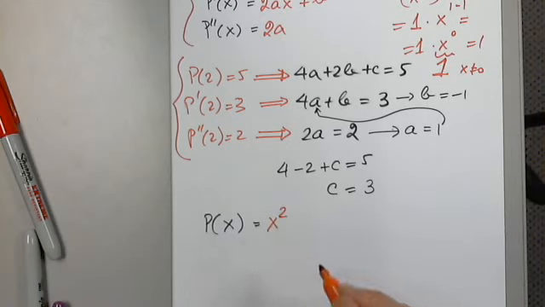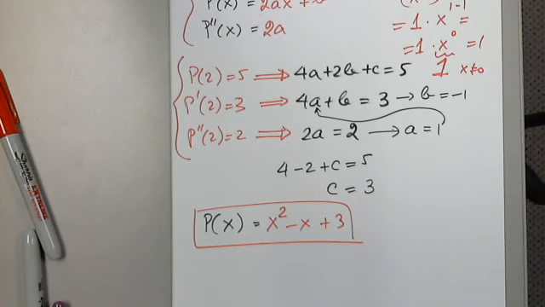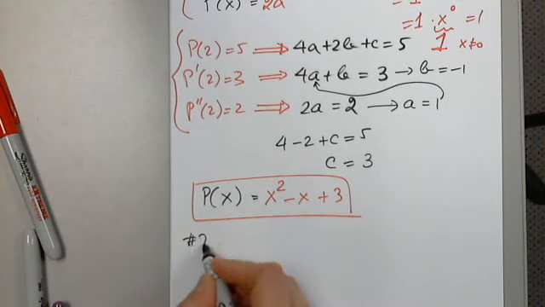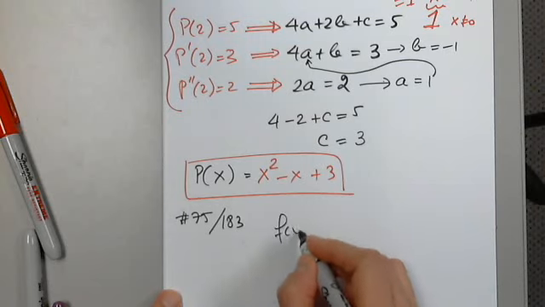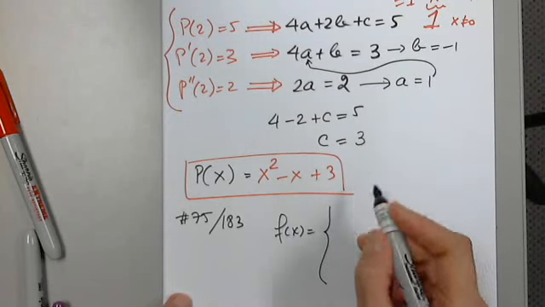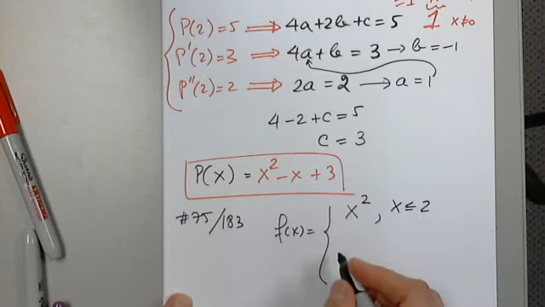X squared. That's it. Any questions? Any questions? OK, I'd like to look at number 75 on page 183. You're going to recognize the type of problem we had a couple of days ago. And you also had one on the checklist, not on the test.